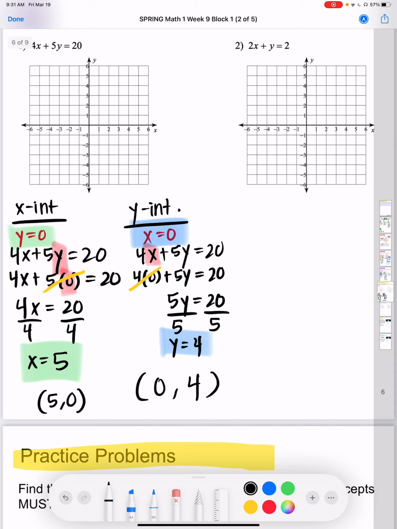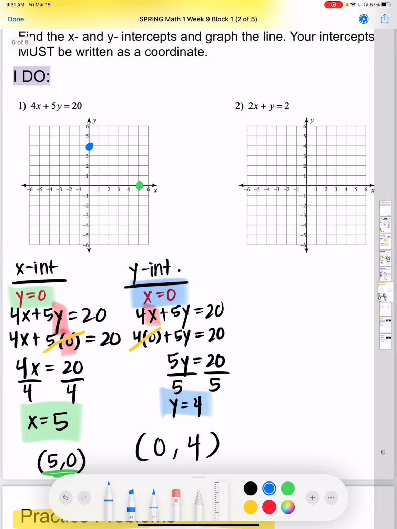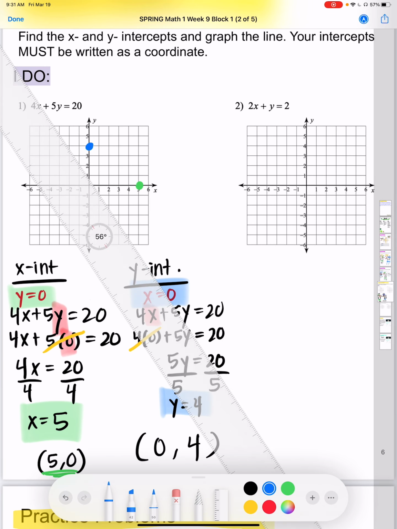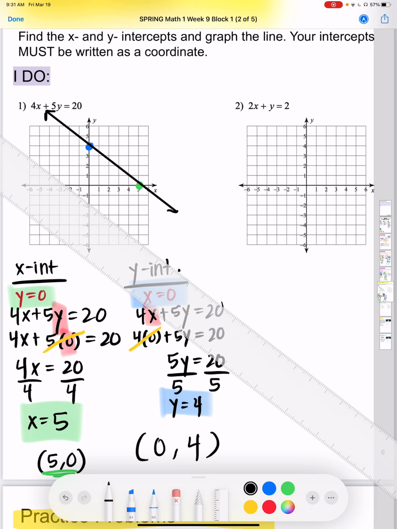All right, now that we have our x and y-intercept, I'm going to go ahead and plot those in order to create my graph for my line. I'm going to start off with my x-intercept, which is at 5, 0. So on my x-axis, I'm going to go to 5, which is over here. On my y-axis, I want to go to 4 because my coordinate is 0, 4. Connect it with a straight edge, and there's the graph for my line. Just add your arrows at the end.